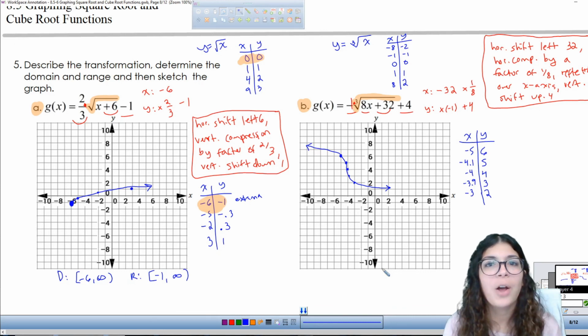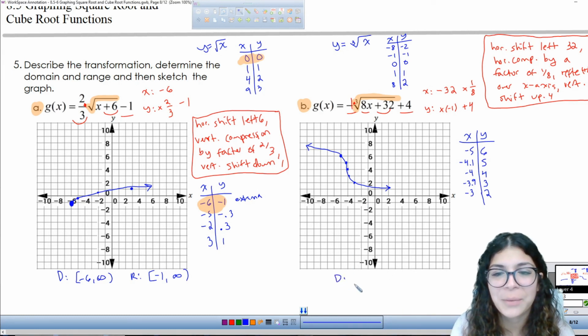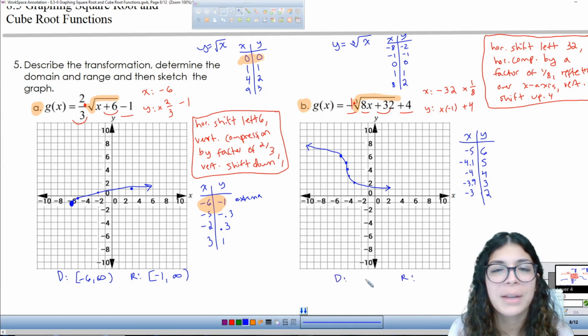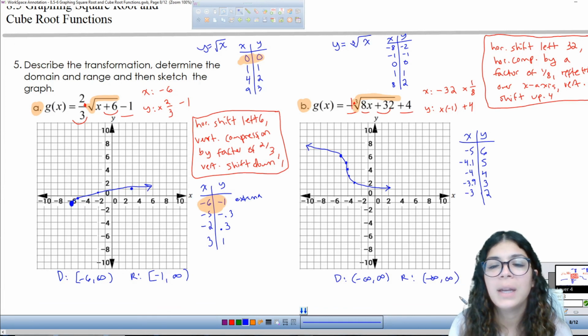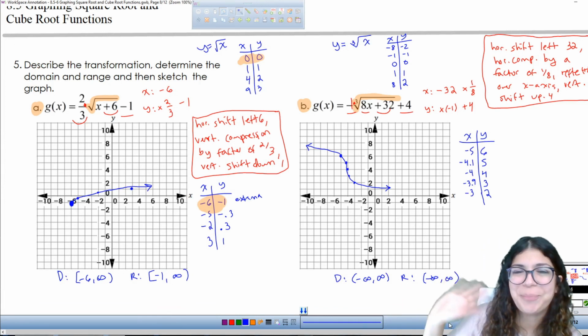You know what? I almost forgot, looking at this example now, I almost forgot to do the domain and range, but it will be easy because remember, cube root function, no matter how you transform it, you will always have arrows on both ends. So this will be -infinity to +infinity.